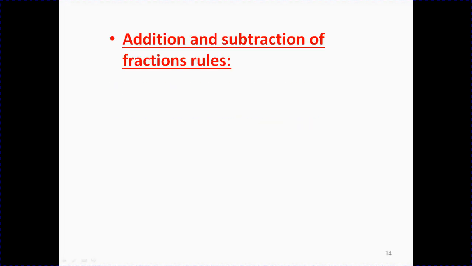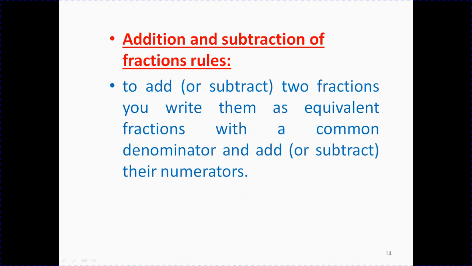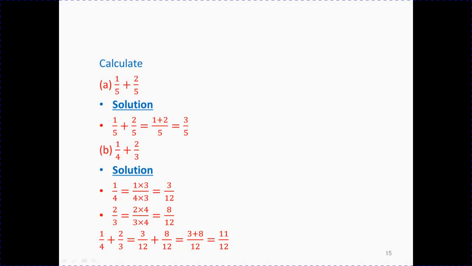Now, the addition and subtraction of fractions rule. To add or subtract, this is very important, please pay attention. To add or subtract two fractions, you write them as equivalent fractions with a common denominator. This is very important: rewrite those two fractions, or more than two fractions, as equivalent fractions with a common denominator. Then add the numerators and keep the denominator the same. Let's have a simple example. What if I have 1 over 5 plus 2 over 5?